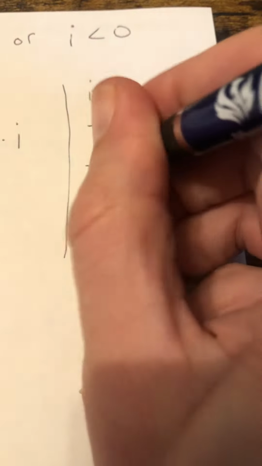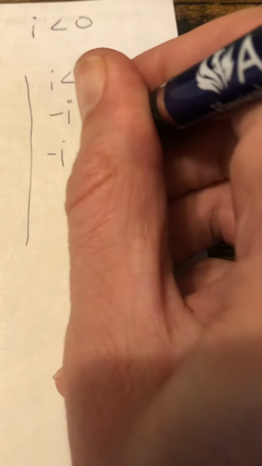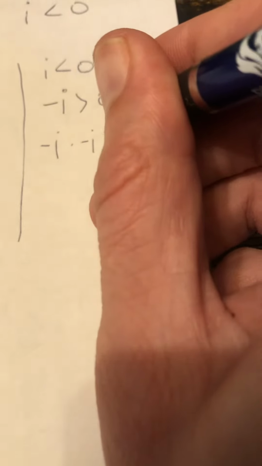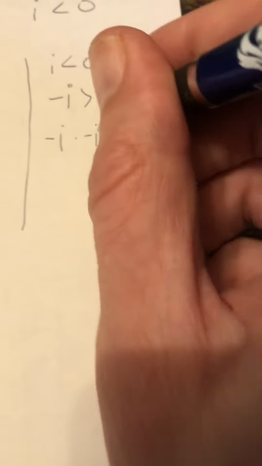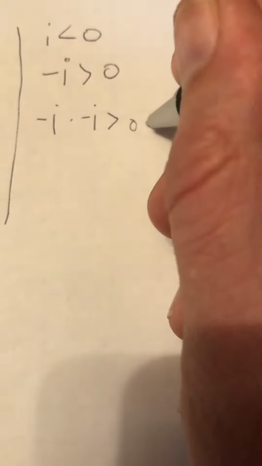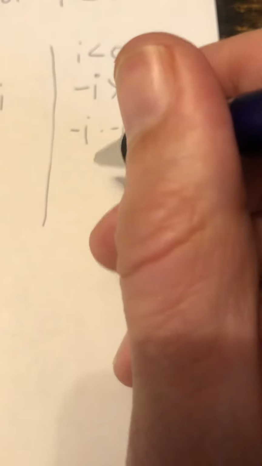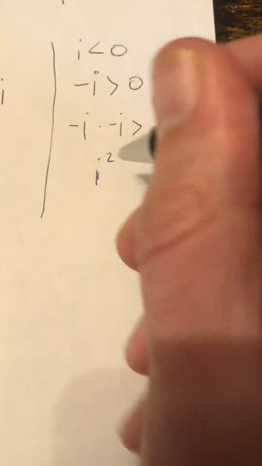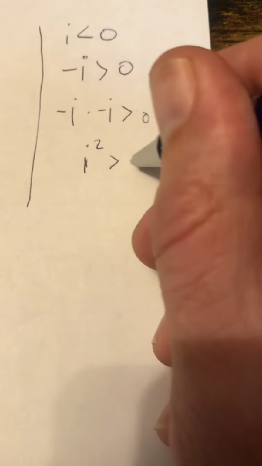Then let's multiply both sides by negative i, and we get negative i times negative i is greater than 0 times negative i. Okay, well, negative i times negative i is i squared, which is greater than 0, and we get the same problem we just had. Negative 1 is not greater than 0, so that's a problem.